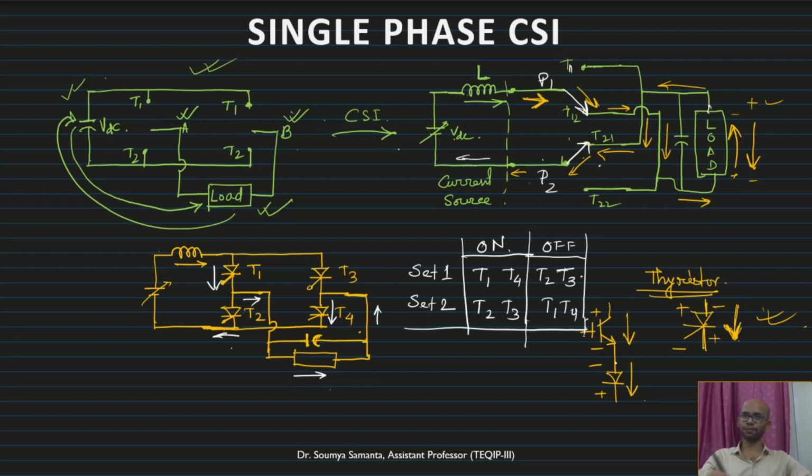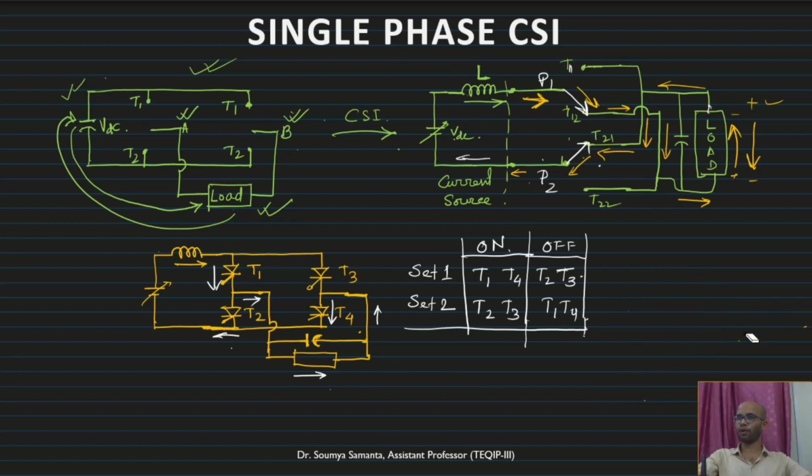What will be the current? Previously in voltage source we have written the output voltage. Now we have to write the output current, IO. What is the IO? Suppose IDC is the current through this one. So this one will be plus IDC and this one will be minus IDC. So I will draw it here.